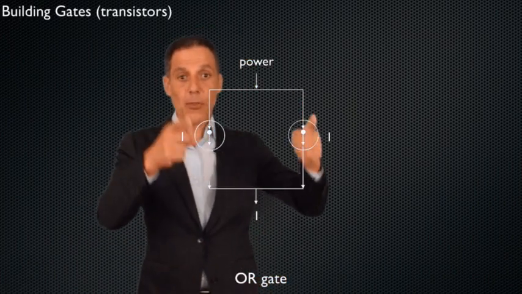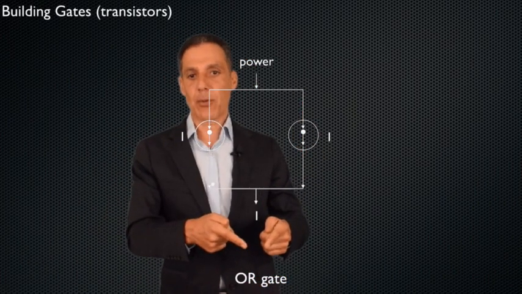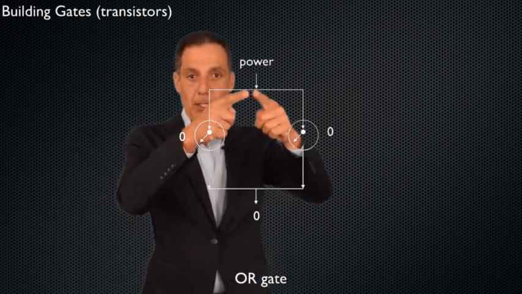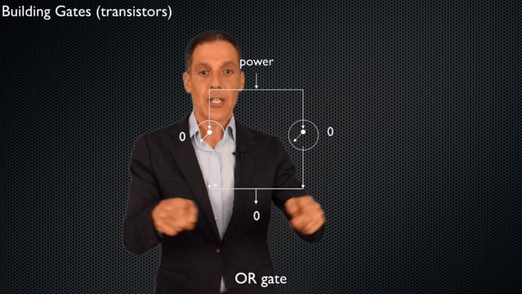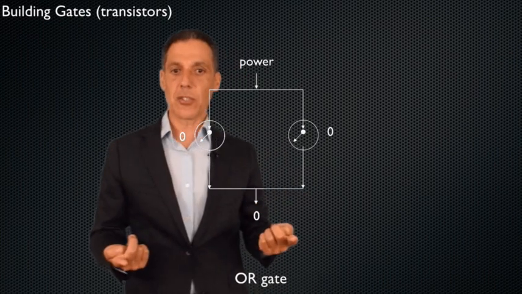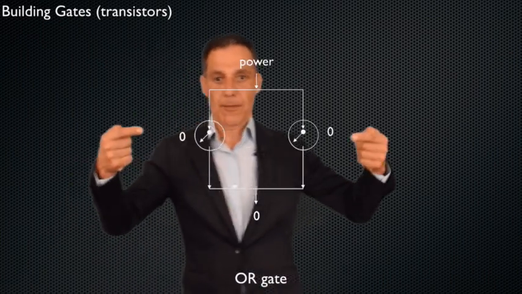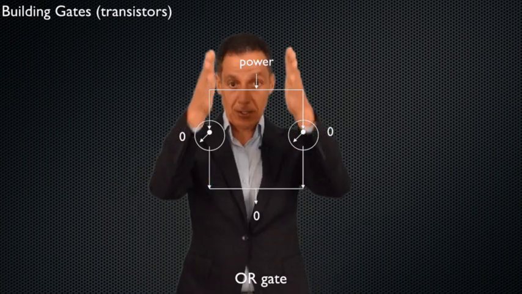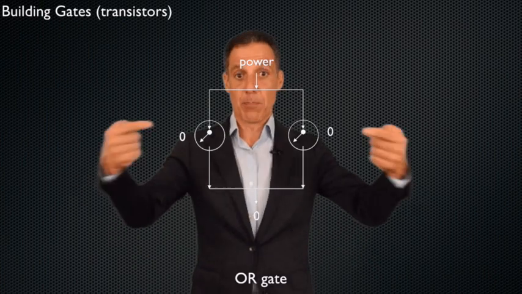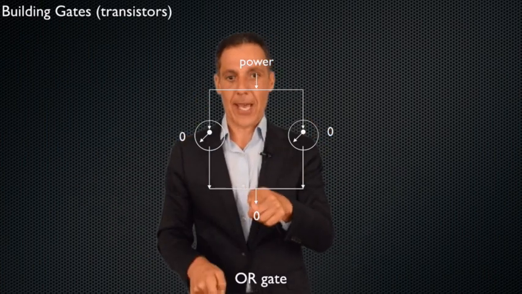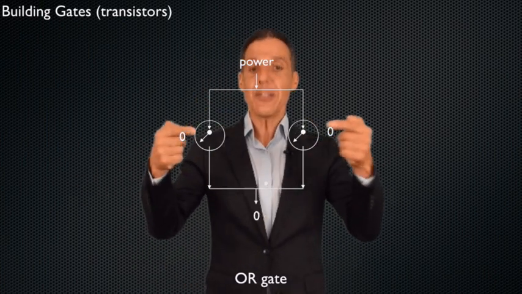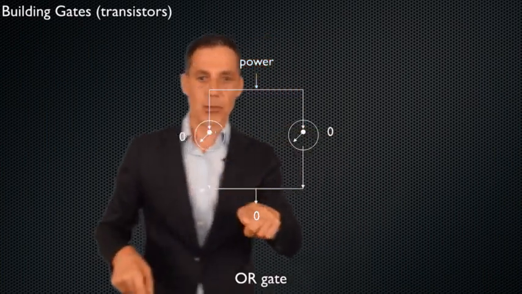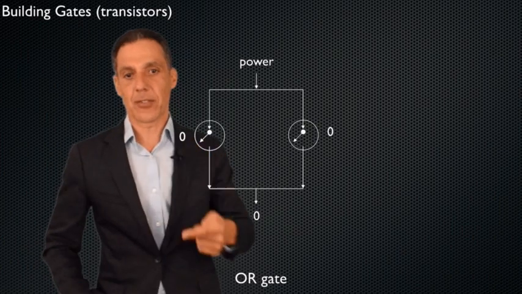All right, what happens if they're both 1? No problem at all. I still get power out the other end. Good. And what happens if they're both 0? Power comes down, stops here, so I have a 0 here. What did I just do? I built an OR gate. If this is 1, 0, or 0, 1, power comes through because they're in parallel. If they're both 1, power comes through and I have a 1. And if and only if both of these are 0, then no power comes through and I get a 0. That is the definition of an OR gate.